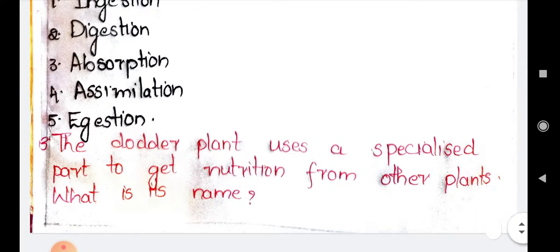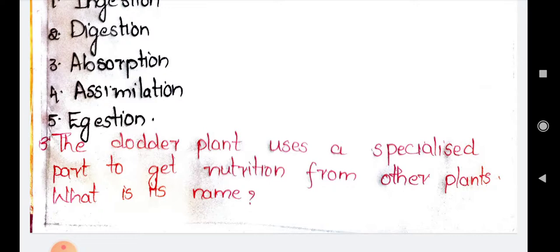Next. The dodder plant uses a specialized part to get the nutrition from other plants. What is its name? Dodder plant means nothing but Cuscuta. Cuscuta is the best example for parasitic nutrition. Here we said that in parasitic nutrition, parasite and host will be present. The parasite will be taking the food material from the host. But how do they get the food material from the host?